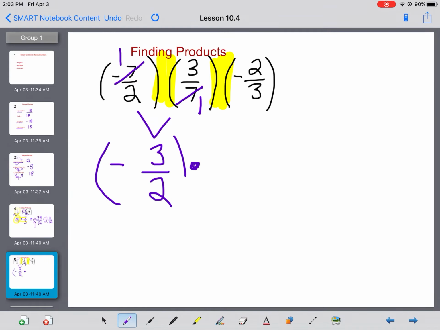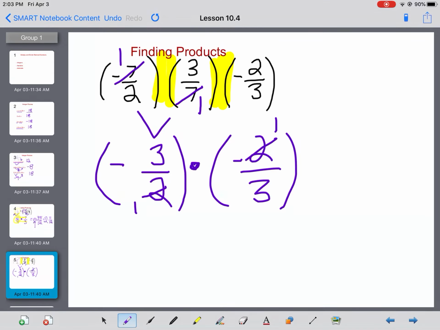Then I'm going to multiply that, brackets around it if I want, by negative 2/3. Let's cross cancel. Cross cancel, cross cancel. I get a 1 and a 1, cross cancel, 1, 1. I end up with 1 over 1, which is really just 1. Check, is it positive or negative? Well, negative times a negative, same signs, so my answer is positive.